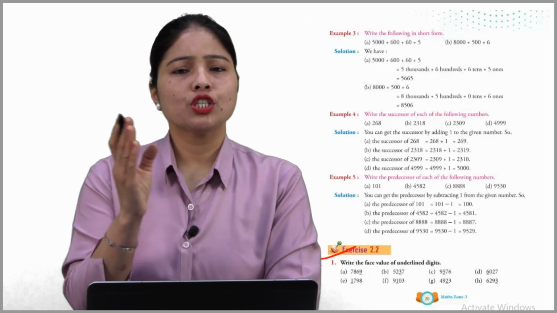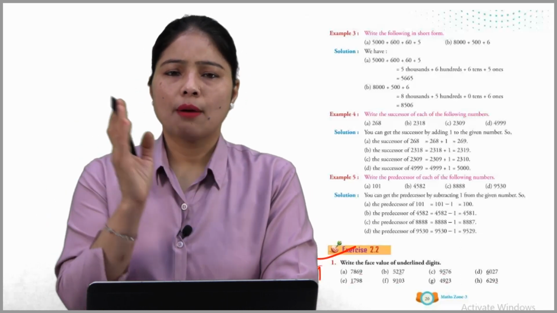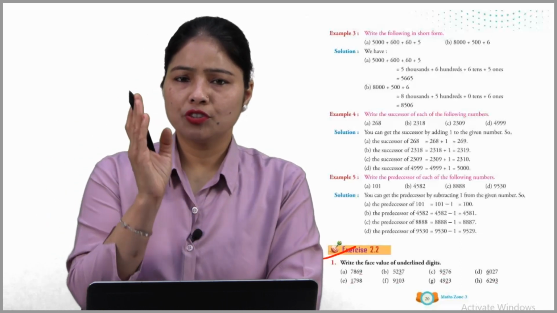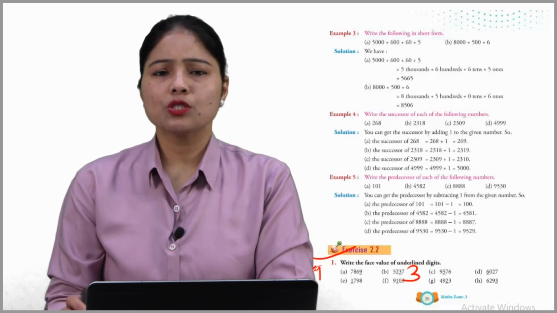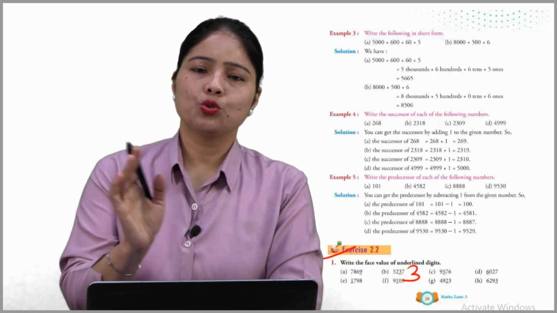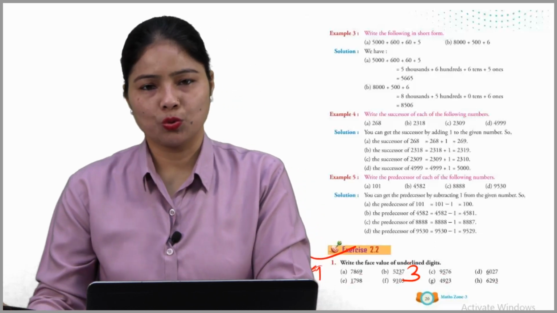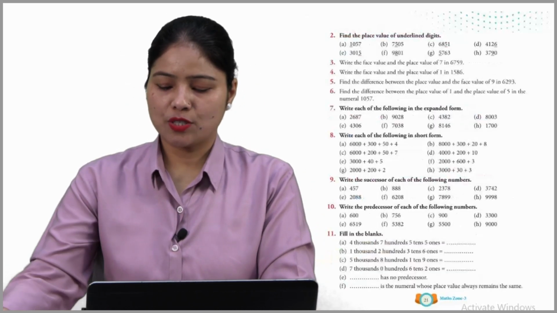Similarly, 5237. Which digit is underlined here? 3. So what will our answer be? 3. Okay, so this is very easy. You just do the practice and you will get the answer soon. Okay, so move on to the next one.